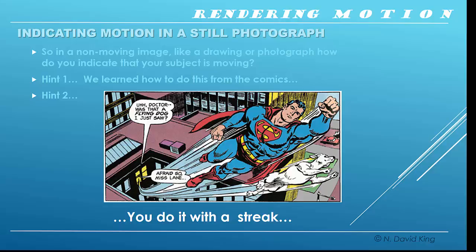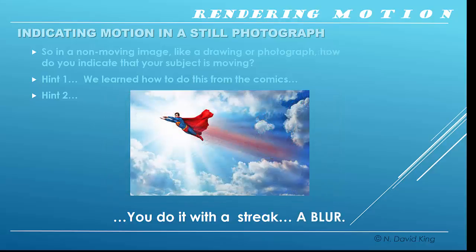But how do they indicate that he's moving and moving forward? They do it with a drawn-in streak. Or it's also done with a blur. And what's important is there's a language that we've developed for this. That blur is behind the object that's moving. They're going in the direction opposite of the blur. If this blur were in front of him, we would automatically assume that he's backing up.